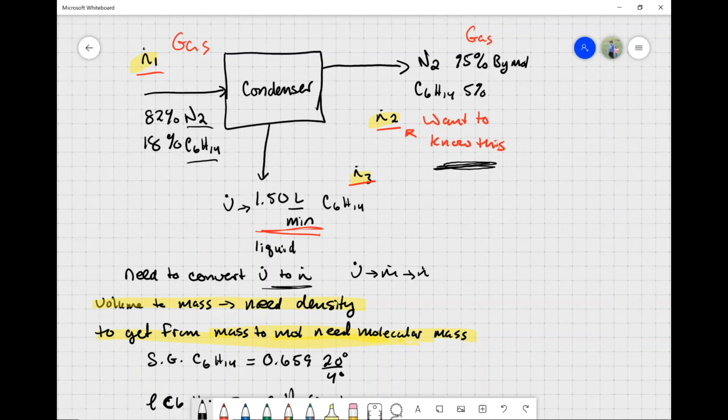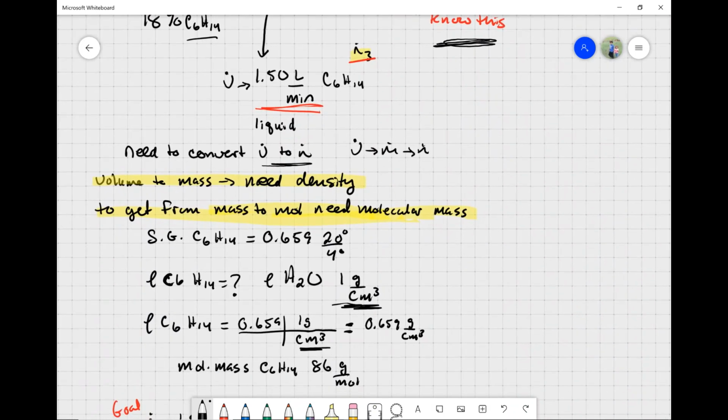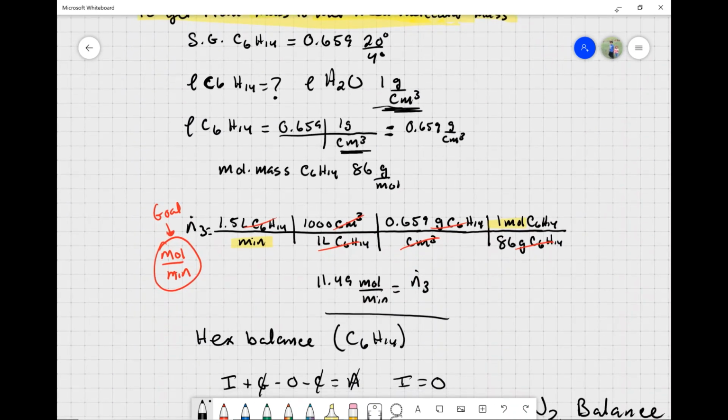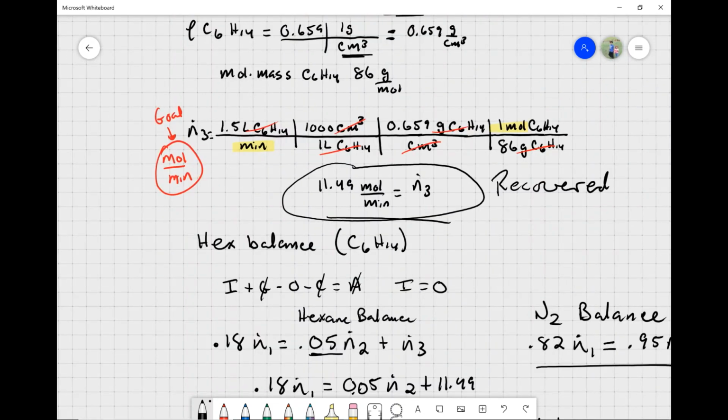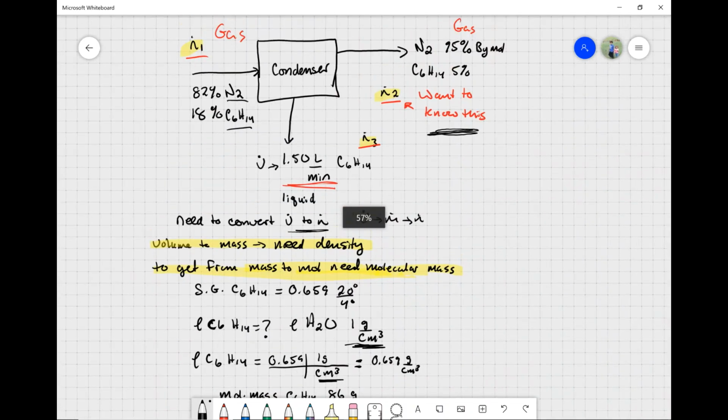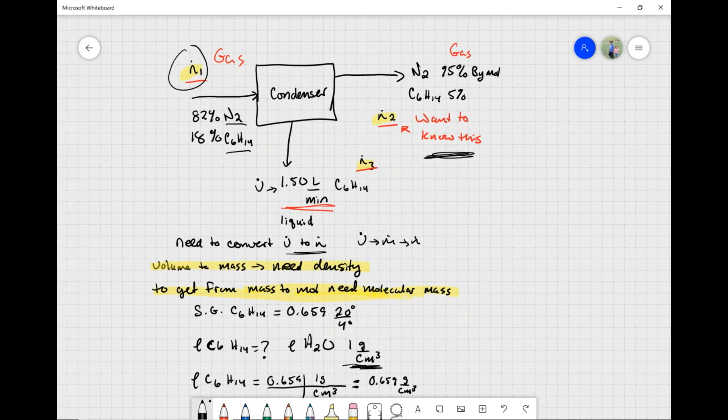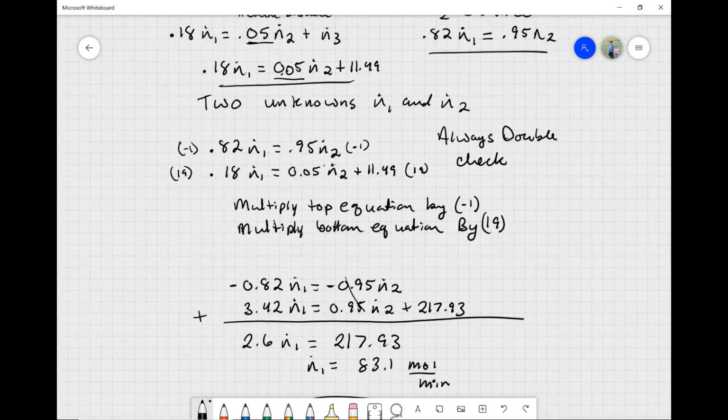And we had this as the recovered, so 1.5 liters per minute was recovered. We went through this whole hullabaloo to figure out the molar flow rate. So we can do things in terms of molar flow rates. And so the N3, the liquid hexane, is the recovered. And then the amount of hexane coming in was 18% of N1. So we can do things in terms of the molar flow rate.